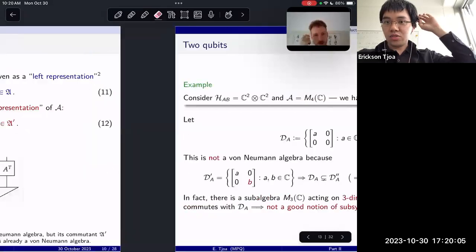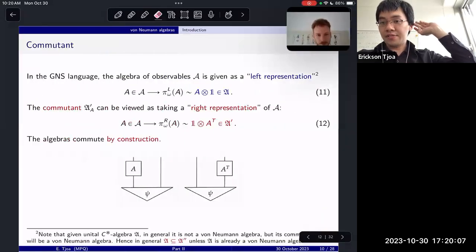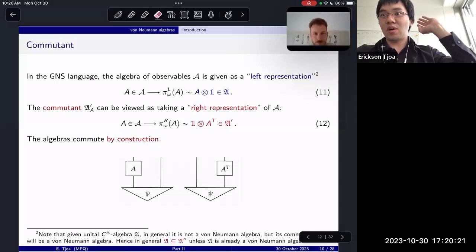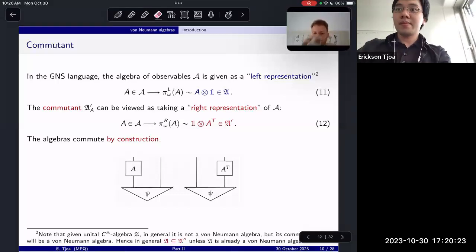It is actually a very interesting result that if you take a C-star subalgebra of bounded operators, the commutant is always a von Neumann algebra, even though the algebra itself is not. And then the commutant of a commutant is a von Neumann algebra because the commutant is already a von Neumann algebra.